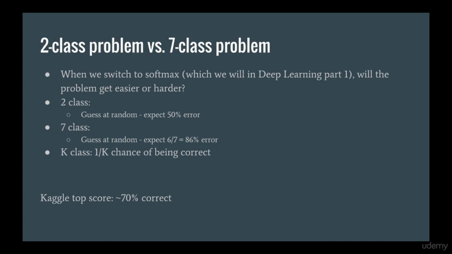Now suppose we have k classes and we have an equal number of samples in each class. Our expected classification rate is now only 1 out of k. So if we guess randomly, it becomes a lot harder to be correct. For us, since we have k equals 7, this means that guessing randomly would give us 14% accuracy or 86% error. In the Kaggle competition, the top score was about 70% accuracy.